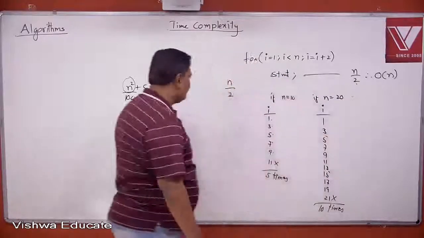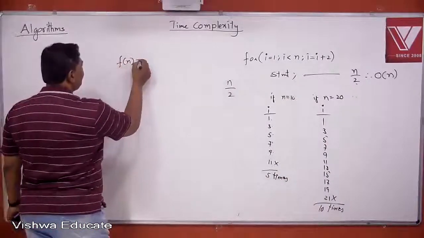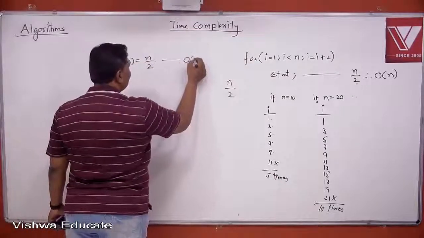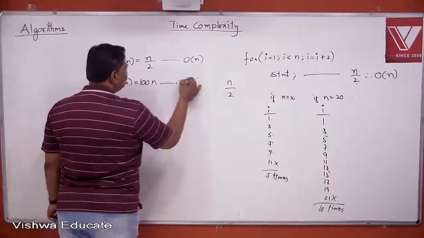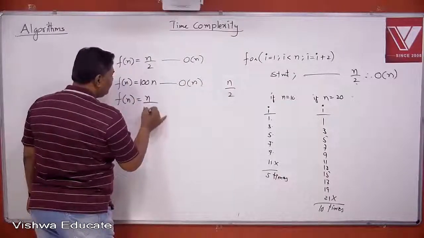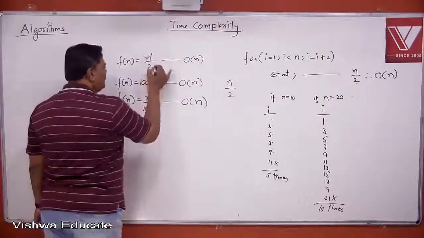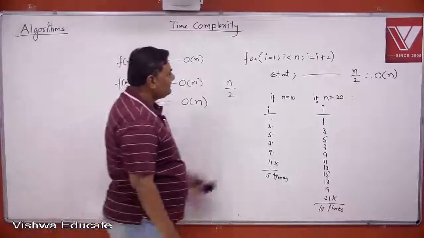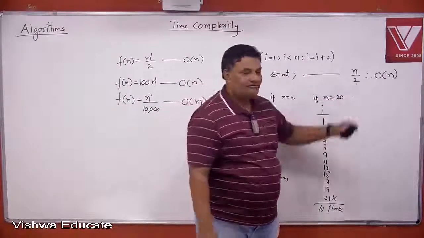So one thing we learn here is that if the function is n by 2, it is order of n. If the function is 100 into n, it's order of n. If the function is n by 10,000, then it's also order of n. Because we are talking about the degree of a polynomial. We are not talking about the value of a polynomial. So this is n by 2. It will execute for n by 2 times, and the degree is order of n.